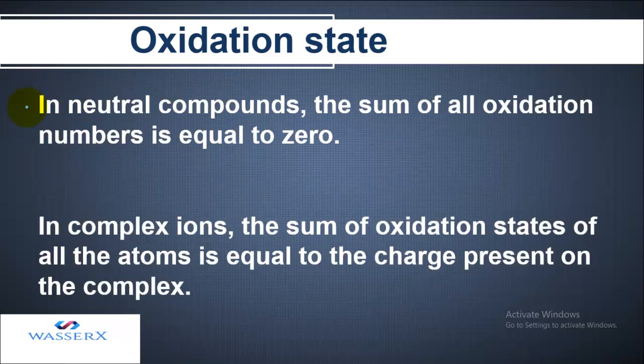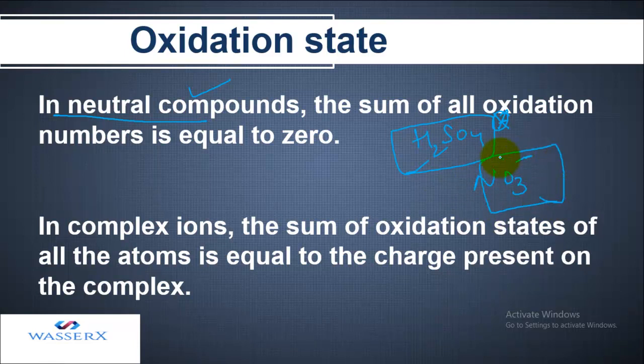We have another example, that if we have a neutral compound. What is a neutral compound? Neutral compound is a compound that bears no charge. For example, if I say H2SO4, it is a neutral compound because it is having no net charge on it, neither negative nor positive. But if I write NO3 negative, it is not a neutral compound because NO3 has a negative charge on it. It's a charged compound.